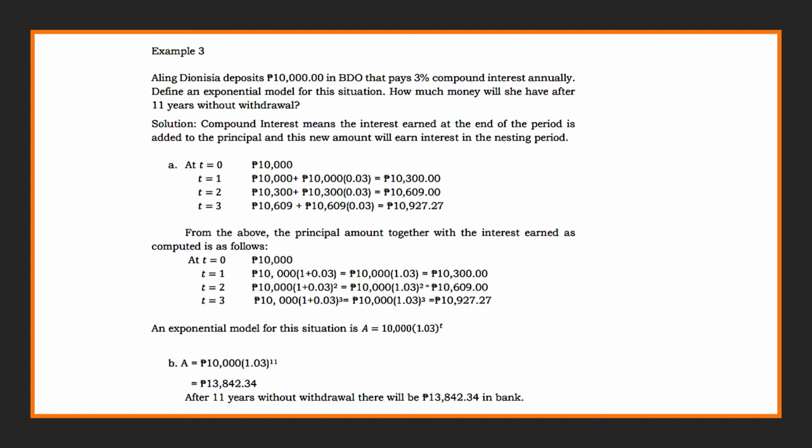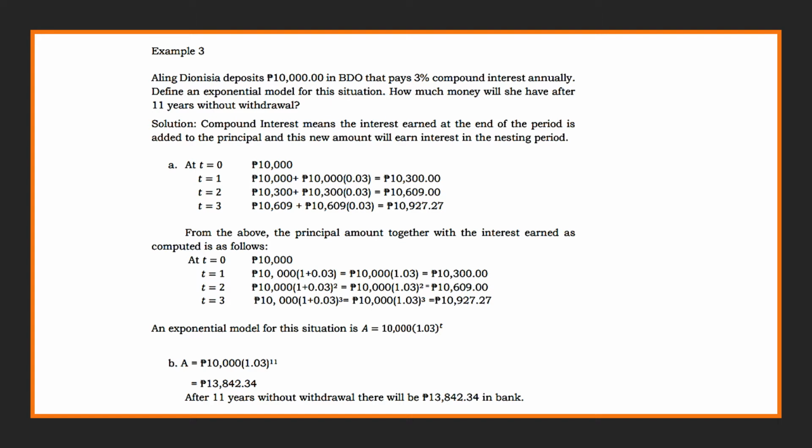Okay, so Aling Zinisha deposits 10,000 pesos in BDO that pays 3% compound interest annually. Define an exponential model for this situation. How much money will she have after 11 years without withdrawal? So, her money will just stay there for 11 years. So, it compounds annually with 3% interest. So, t equals 0. So, annually, so 1, 2, 3, 4, 5, 6, 7, up to 11.